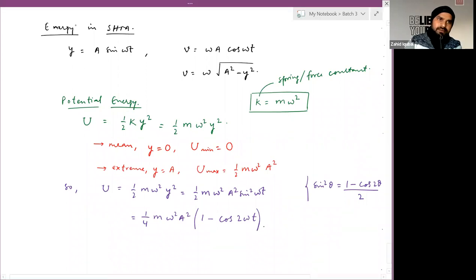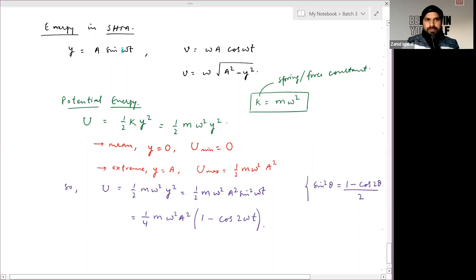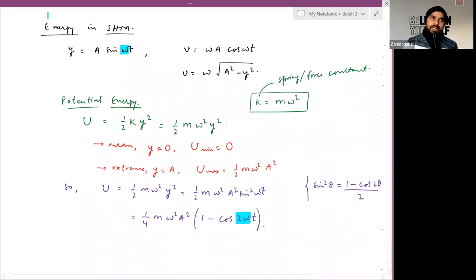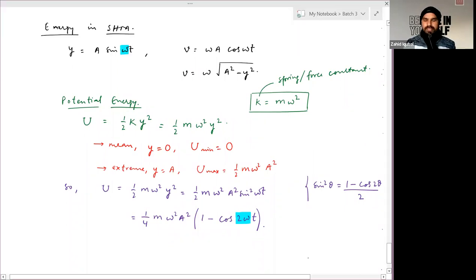Now from this part, we may conclude for displacement, we have angular velocity omega, which may define its frequency of vibration or its time period. But in terms of potential energy, it is twice omega. So we can say potential energy vibrates with twice angular velocity, twice frequency, and having half time period as compared to that of displacement in SHM.